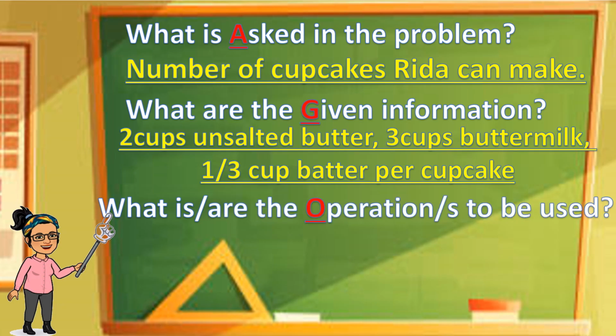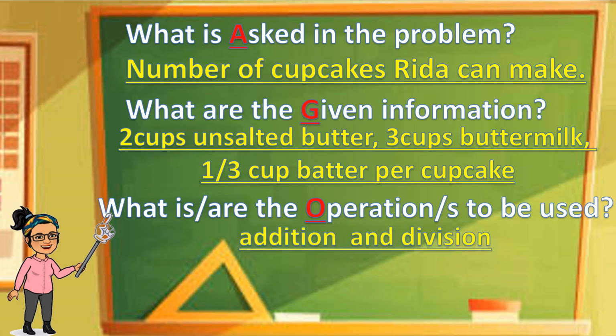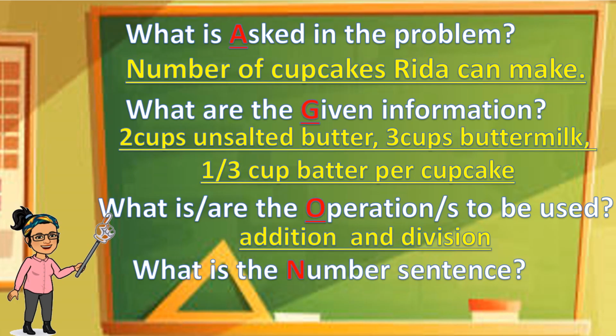O: What is or are the operations to be used? Addition and division. N: What is the number sentence? You could create your number sentence by looking at your given information and your operation or operations to be used. So what is our number sentence? That's the sum of 2 and 3 divided by 1/3 is equal to n.